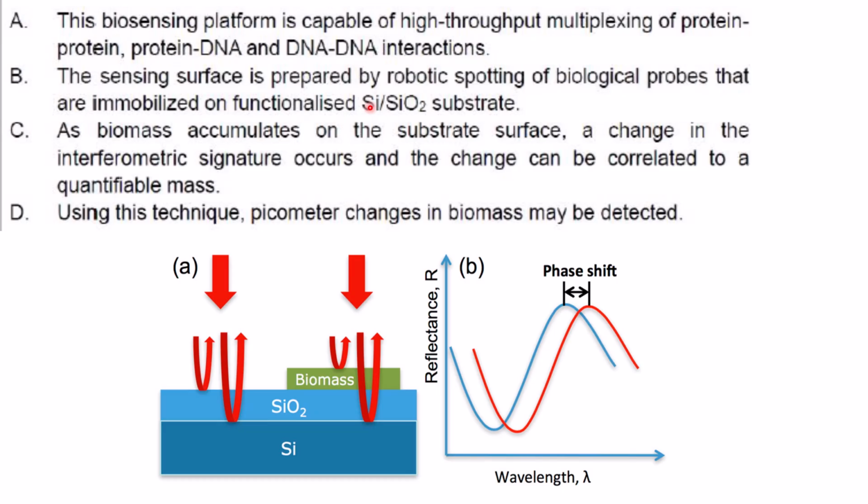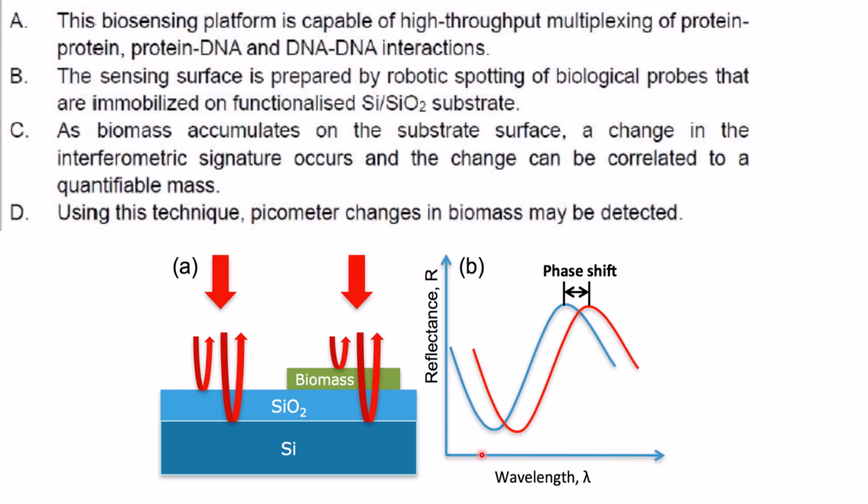Now, as biomass accumulates on the substrate surface, a change in the interferometric signature occurs and the change can be correlated to a quantifiable mass. What is happening here is light is directed onto this SiO2 Si. First you need a control where you have not applied your sample. Light is directed onto this SiO2 Si substrate, and a portion of the light will be reflected. That is seen here. It will result in an interference pattern. After that you record this data. So you get one interference pattern. Let it be the blue curve seen in the graph.